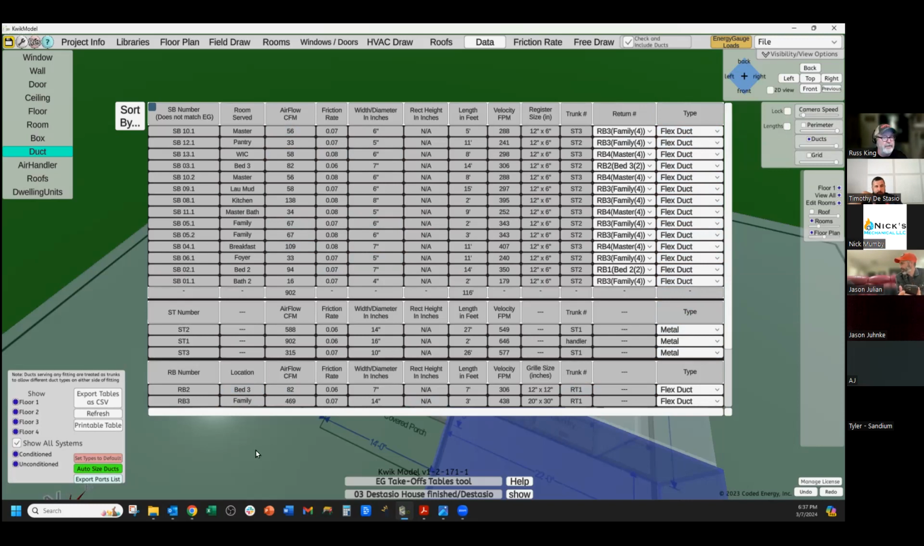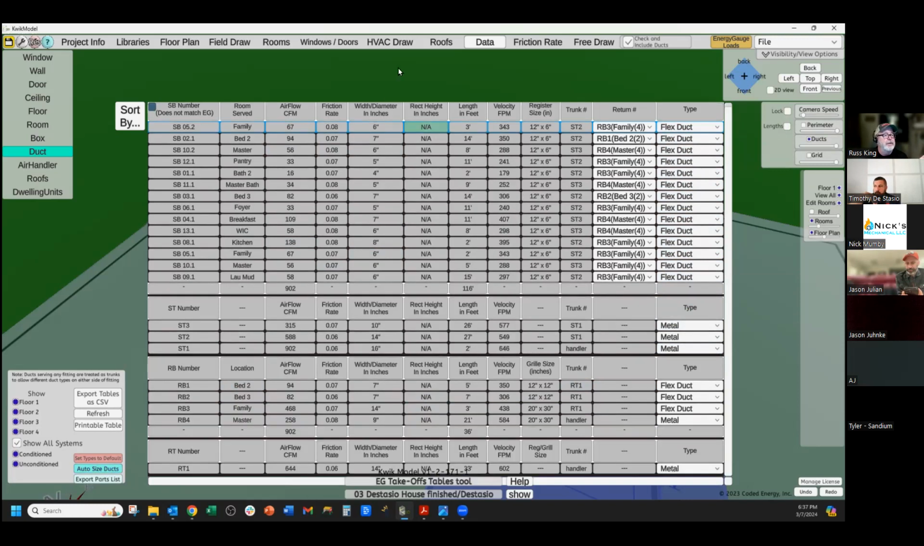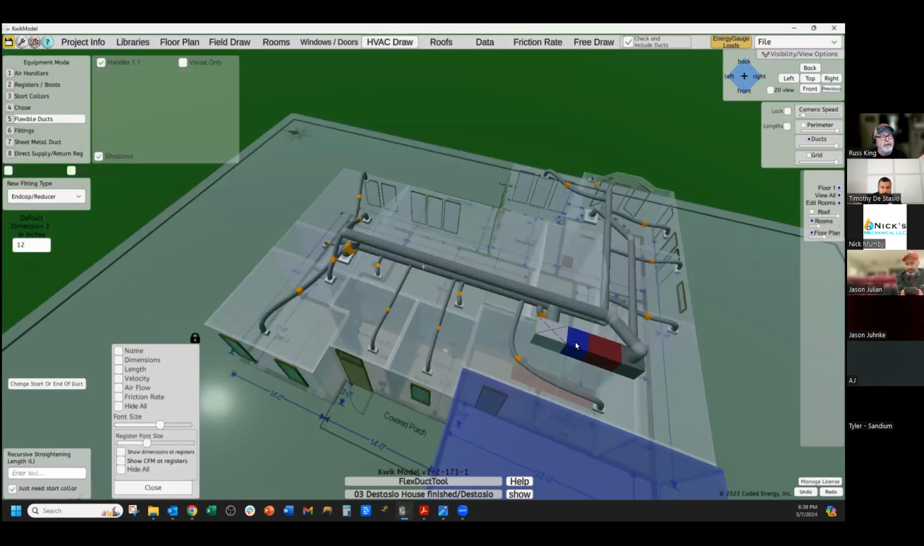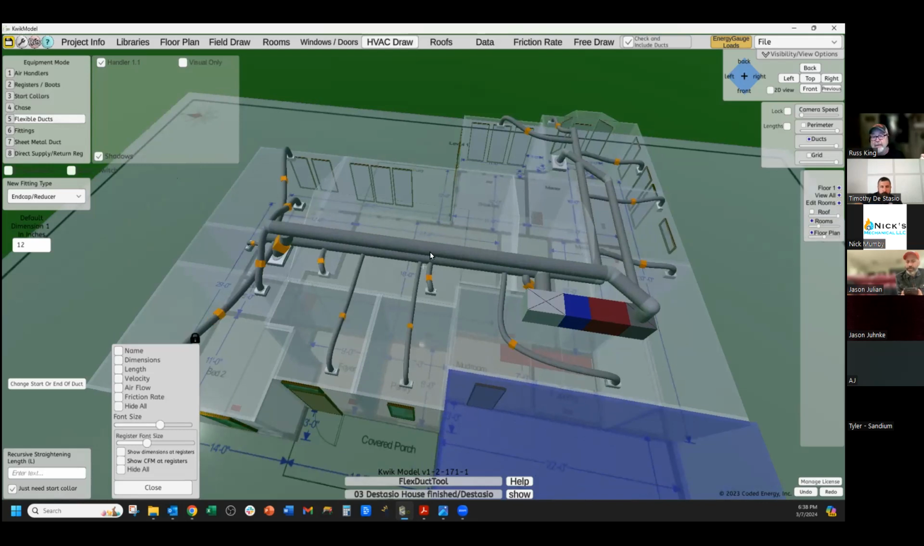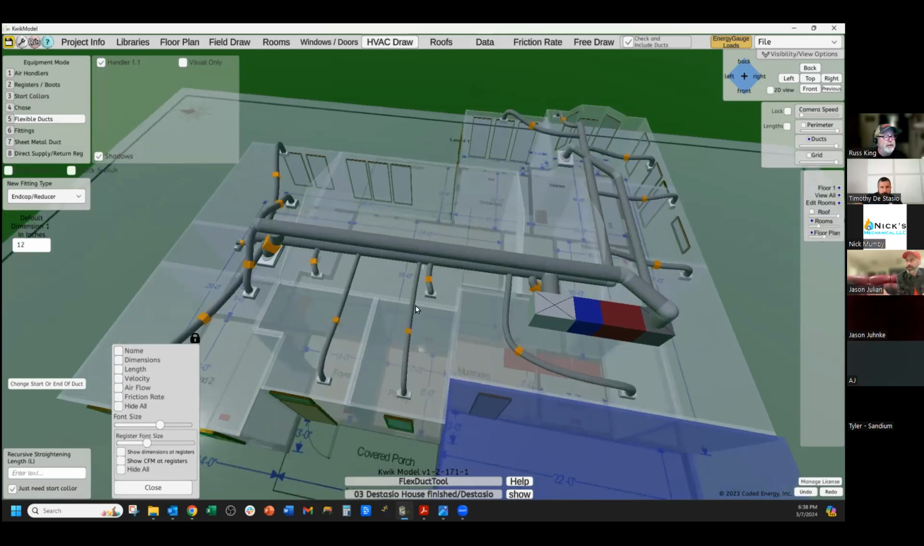I've already clicked on it, so I don't think anything's going to change. But once you size all your ducts, then you can go back. Here's all your trunks, branches, all your return branches, your main return trunk. You can go back to HVAC draw, and now everything is drawn to scale. So it's the proper diameter as shown in the 3D drawing.